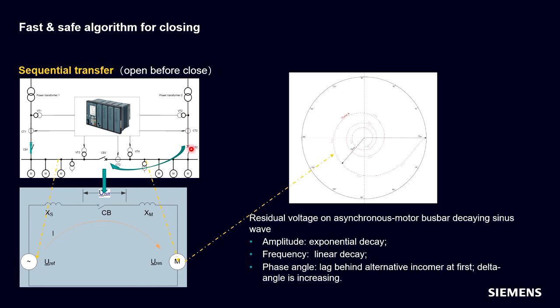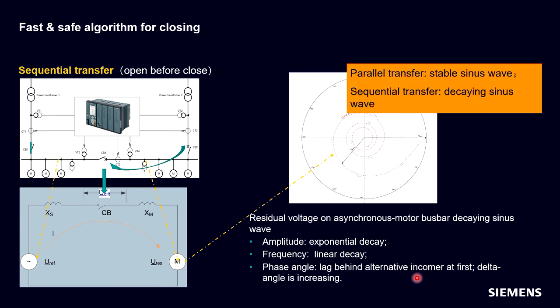That means we open the breaker first, then the voltage is going down. The voltage amplitude is having an exponential decay, and the frequency is decaying linearly, and also the phase angle of the residual voltage lags behind the alternative or reference voltage in that case, and the delta angle is increasing. So all this needs to be distinguished by the algorithm.